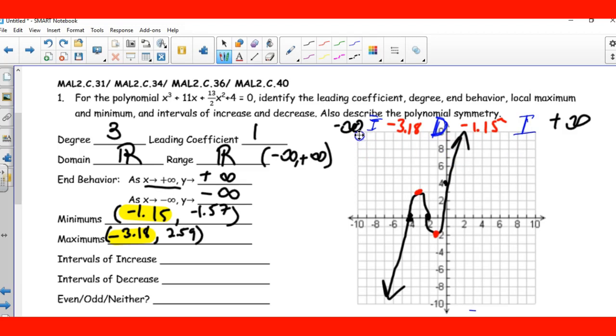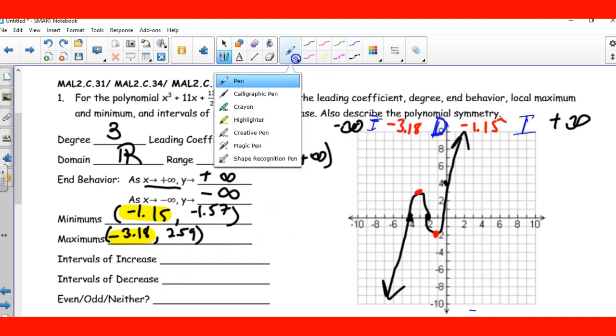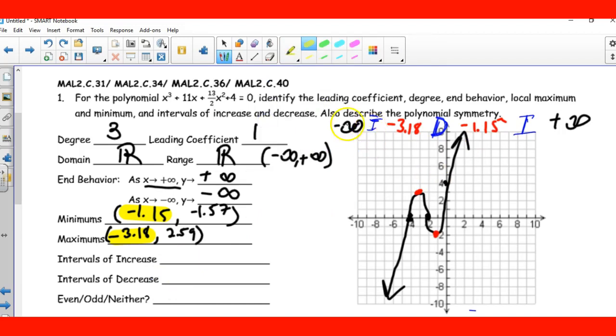Now, I'm done. I can write my interval of increase and decrease down. See how I have an I right here for increase? Well, that's my interval right there. I have an I for increase right here, and an I for increase right here. So my interval of increase is going to be from negative infinity to negative 3.18.